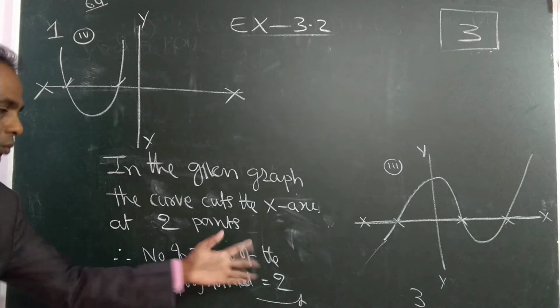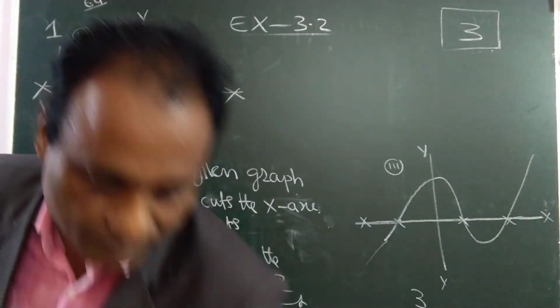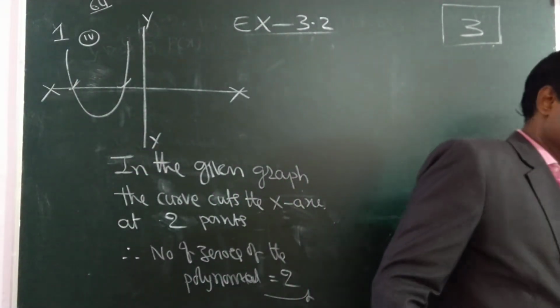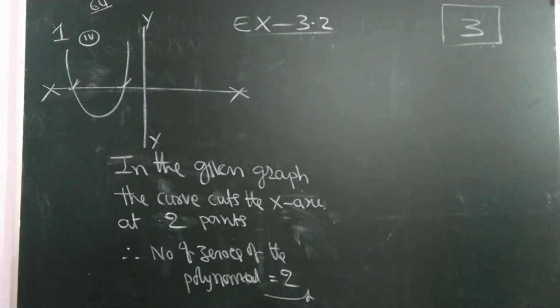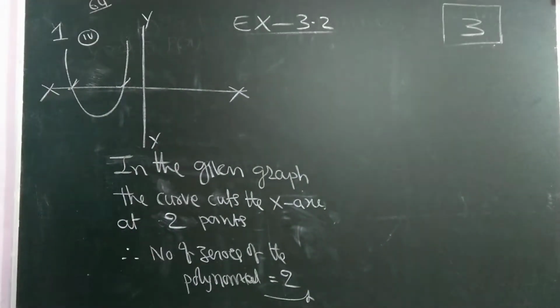2 points, 2. 3 points, 3. Draw the graph afterwards from the textbook. Just write down this answer.